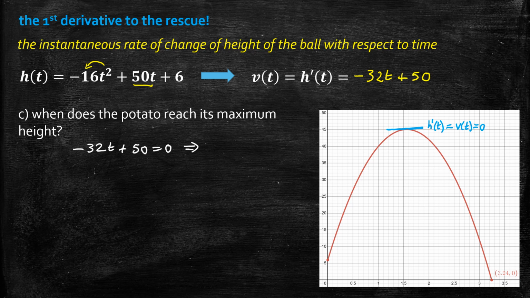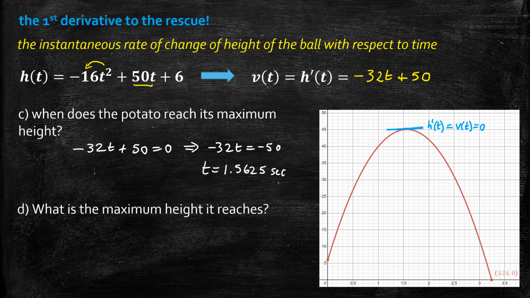This would give us negative 32t equals negative 50, and t equals negative 50 over negative 32. That should ring a bell. We just did that calculation on the previous page, and that comes out to 1.5625 seconds. So that is where the negative b over 2a formula comes from. It's calculus. We can even answer now, what is the maximum height it reaches?